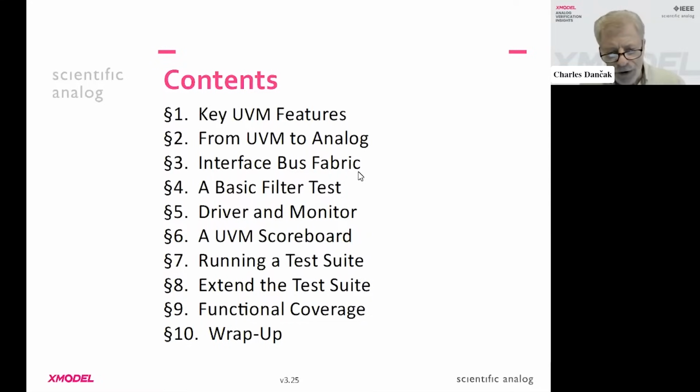One of the keys, of course, is to hook things up using interface buses. We'll look briefly at that. We'll run a simple test, and we'll see how the driver object applies stimuli and the monitor measures response. Keep in mind that we're talking about analog response in this case. We'll look at a scoreboard in a real working example in detail. We'll run a simple test suite with one sequence, and we'll work our way up. We'll extend that to several sequences and get a pretty robust test of our programmable filter.